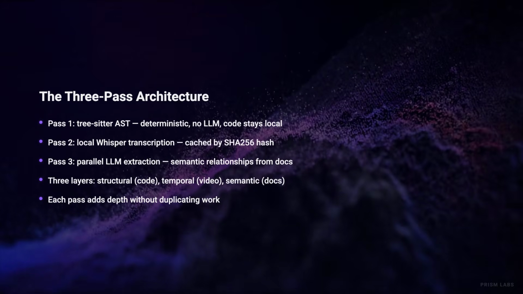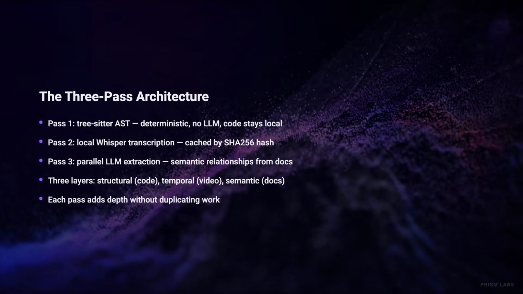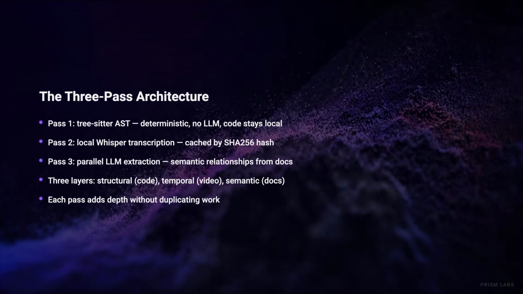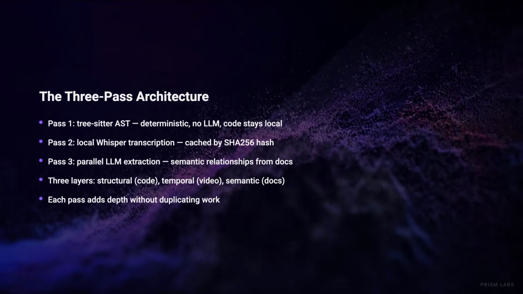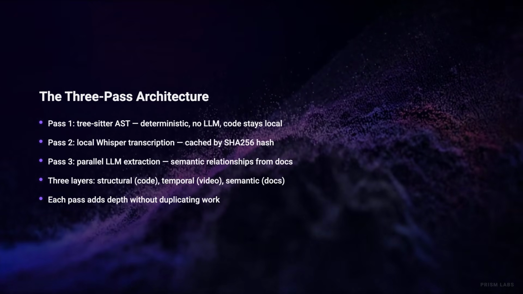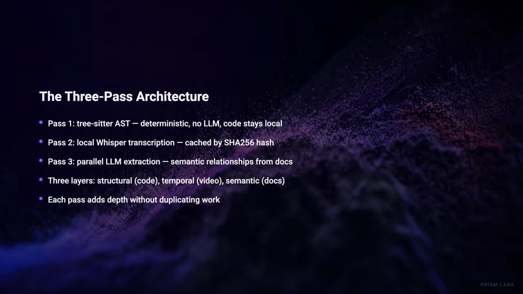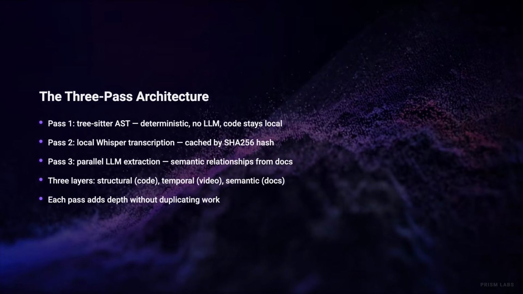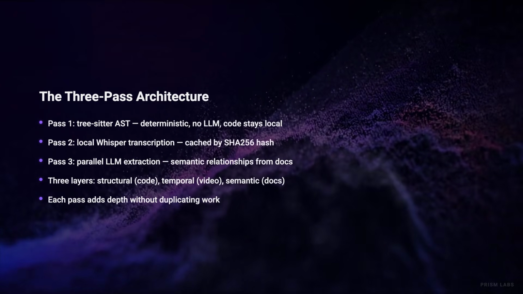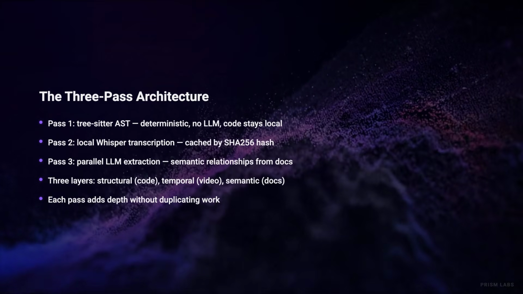Pass 3 is parallel Claude subagent extraction for semantic relationships. This is where the LLM reads documentation, papers, and images to extract conceptual connections that AST parsing can't capture. Architectural rationale from comments, design decisions from docs, relationships between visual diagrams and code implementations. Each pass adds a different layer of understanding to the graph. Structural relationships from code, temporal context from recorded content, and semantic meaning from documentation and research.